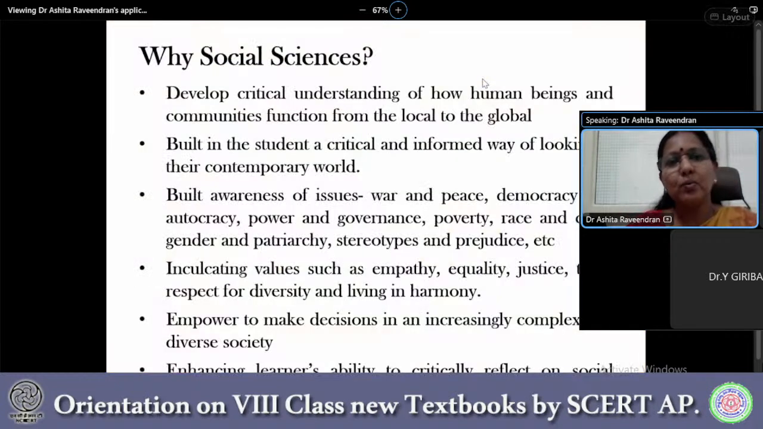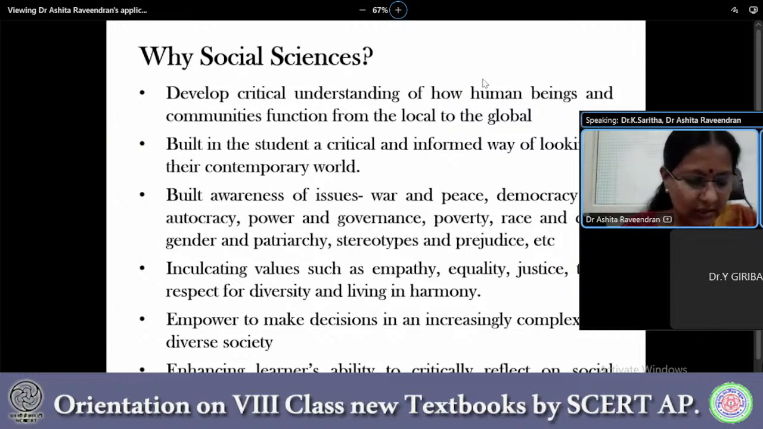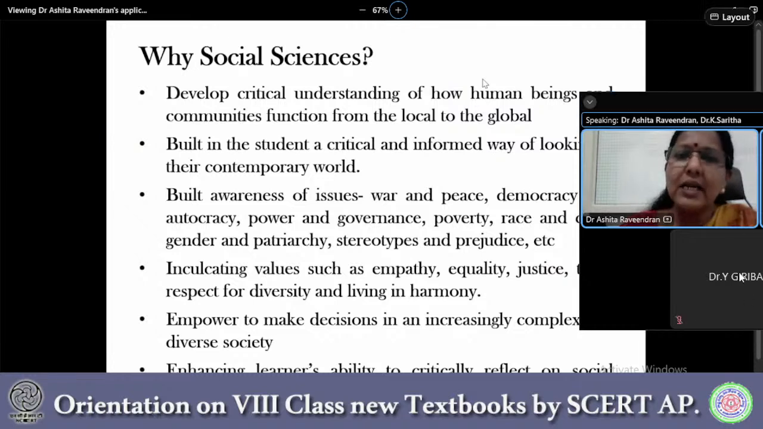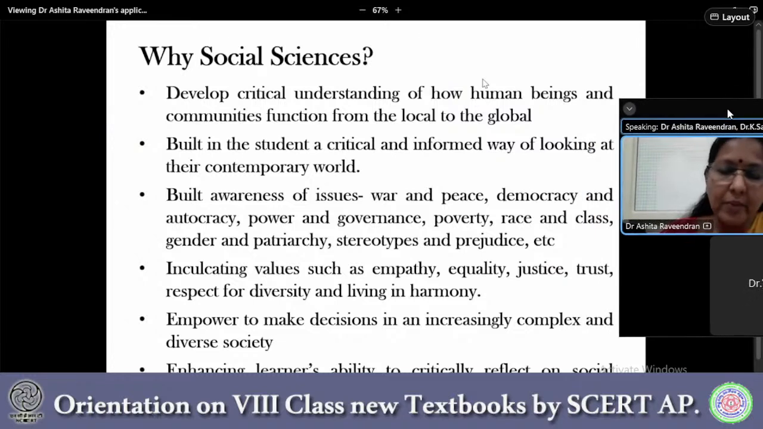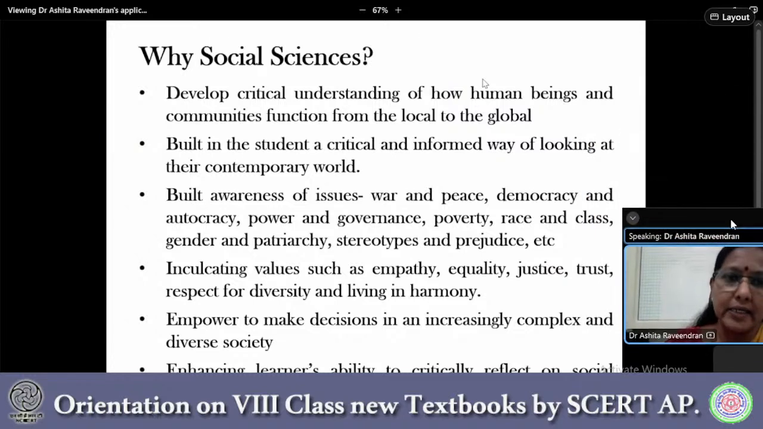Now, before entering into what the whole textbook is about, we need to look into why we are learning the social sciences. As a teacher, we need to know why we are teaching the social sciences, and what the child will acquire by learning them. Social sciences is not just understanding the fundamental concepts. It also enables the learners to develop a critical understanding.